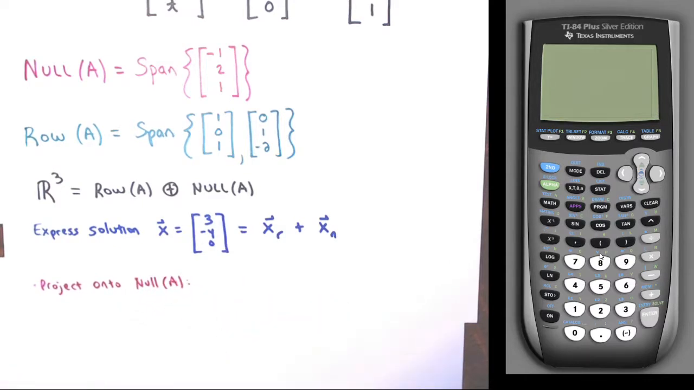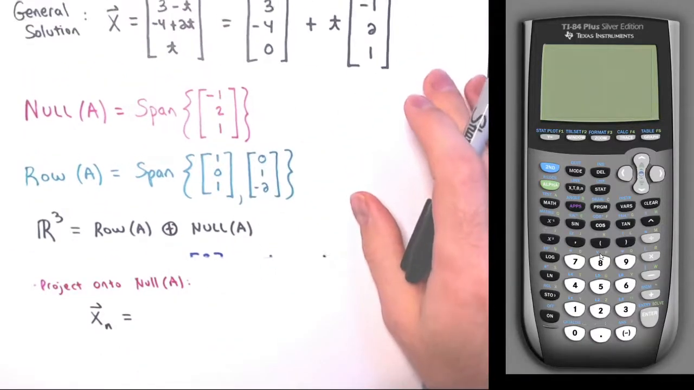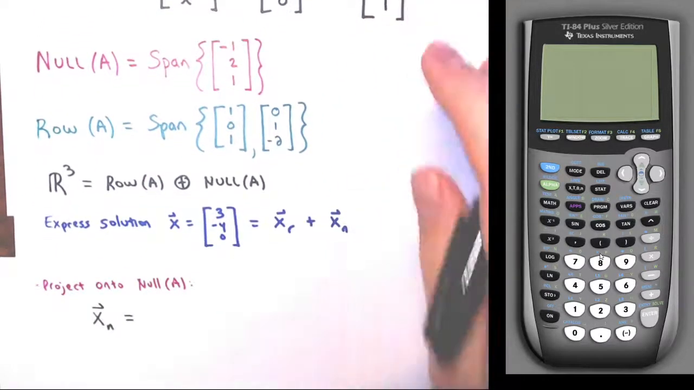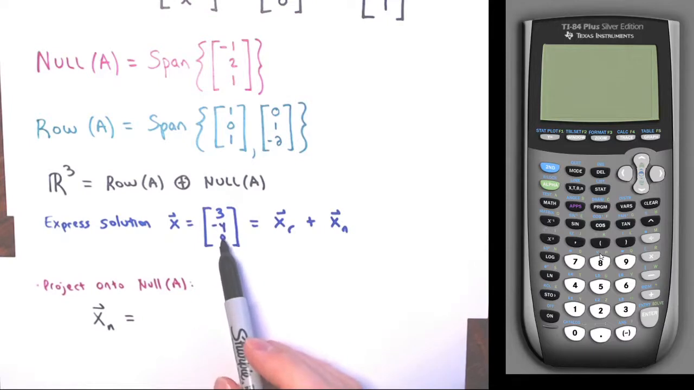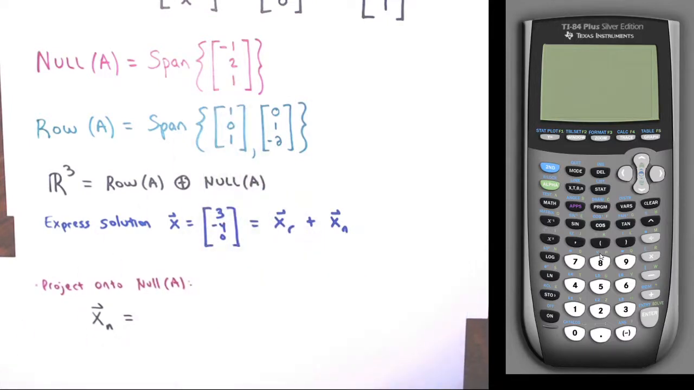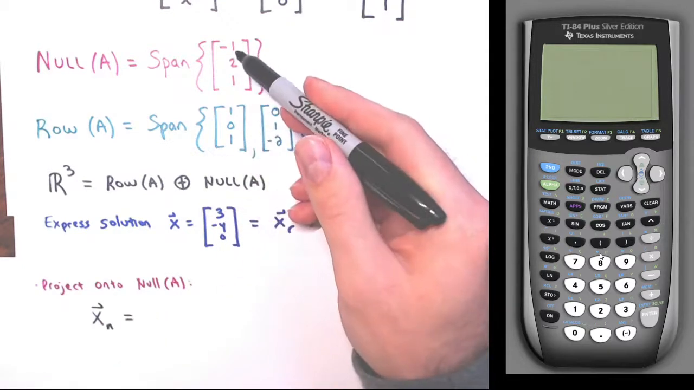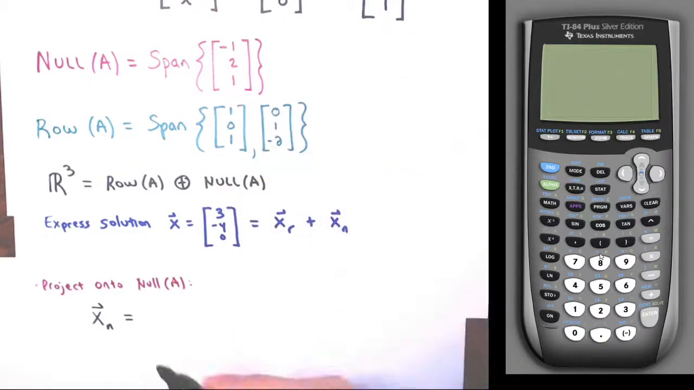All right, so remember the projection, that was this xn. This is the projection of x onto the null space. Well, there's only one vector in the basis for the null space. So it's projecting (3, -4, 0) onto the vector (-1, 2, 1). So remember the numerator would be the dot product. So -3 plus -8 plus 0, that'd be -11 for the numerator.